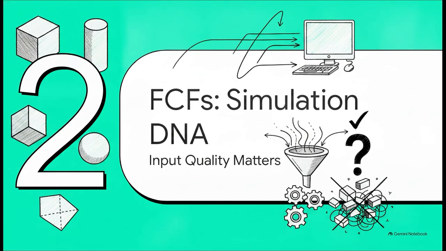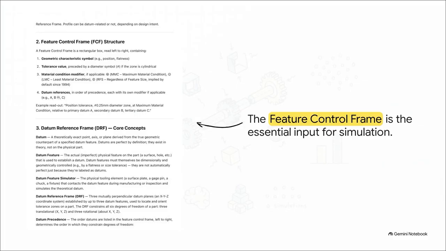Section 2. Feature control frames. The simulation's DNA. Now here's absolutely the most crucial point to understand. All of this advanced software is completely blind without perfect geometric inputs. The exact same feature control frames, datums, and modifiers that you've been studying are the literal DNA feeding the software.